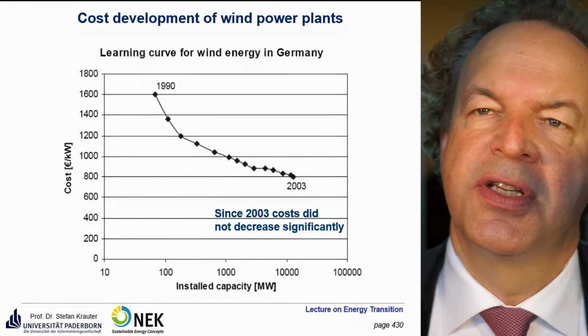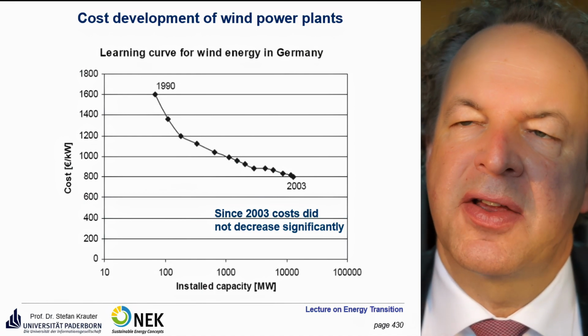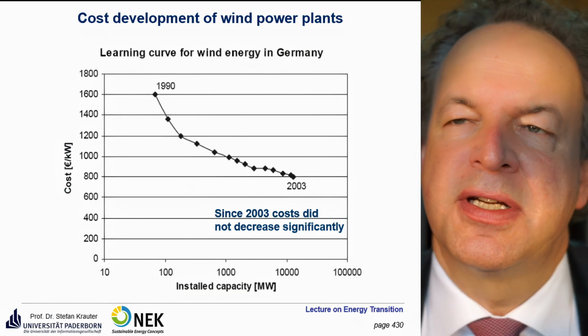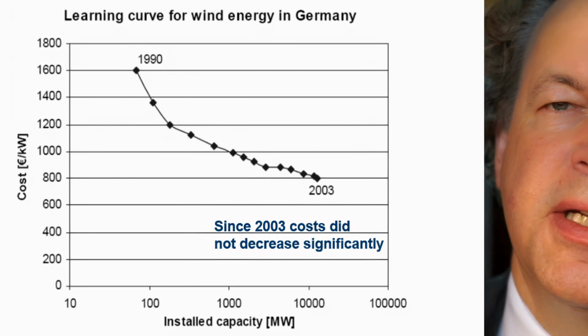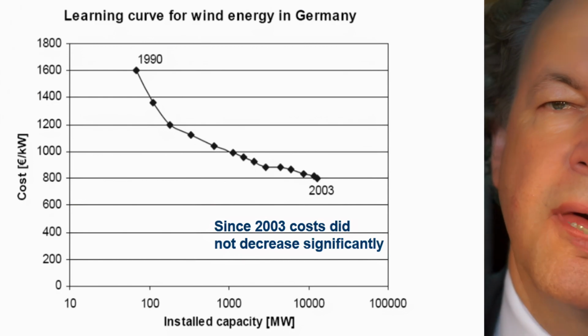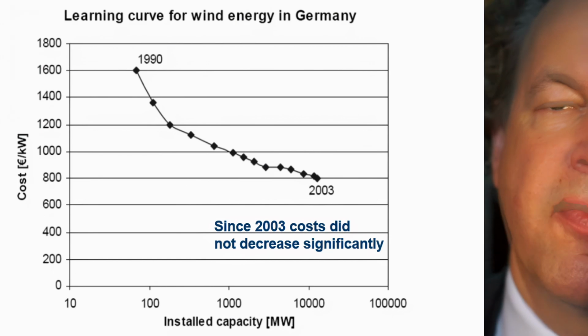So here you see the cost development, unfortunately only until 2003. There was a kind of saturation. They don't get much cheaper, not like photovoltaics, which have a constant price reduction rate. You see here, for the example of Germany, that in 1990 a kilowatt of nominal power of wind power cost 1,600 euros, while it went down in 2003 to about 800 euros. And this is also, same as you remember from the examples of photovoltaics, a function of the installed capacity.